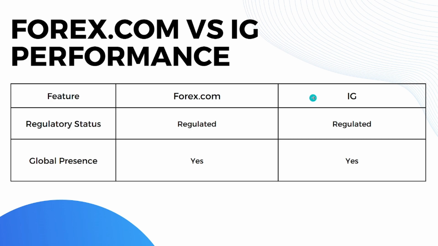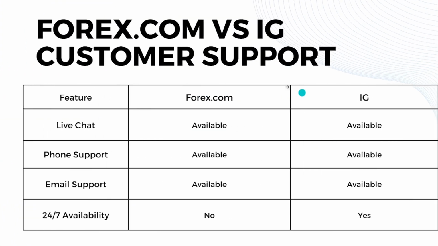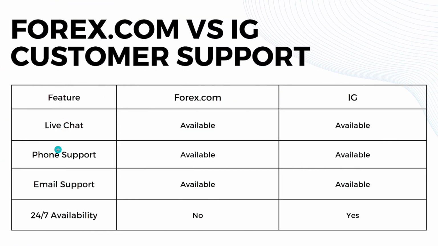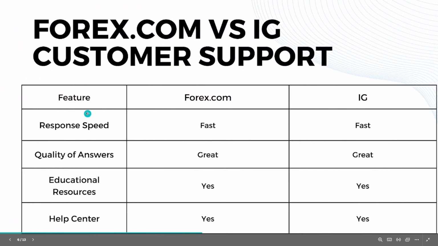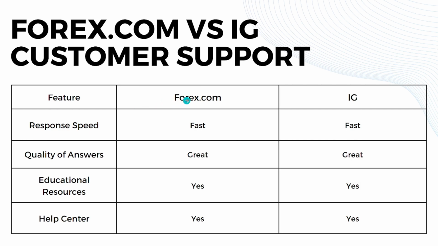So now let's go directly to customer support. So when we talk about live chat, phone support, and email support, forex.com and IG are just the same. So all of those features, they have it. And when it comes to 24/7 availability, forex.com doesn't have it, while IG is available 24/7. So when we talk about another feature, which is the response speed, forex.com and IG are the same again, fast.